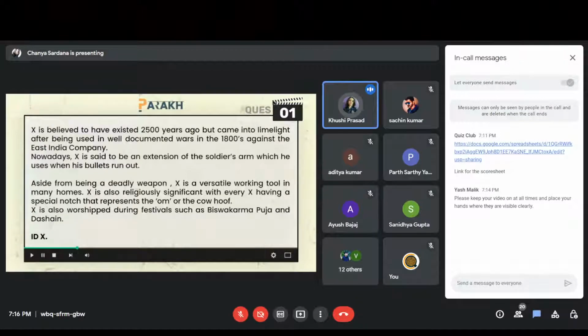So please write your answers in the WhatsApp team channels. And write all the 4 answers in a single message and tag the admins. All right, moving on to the next question.